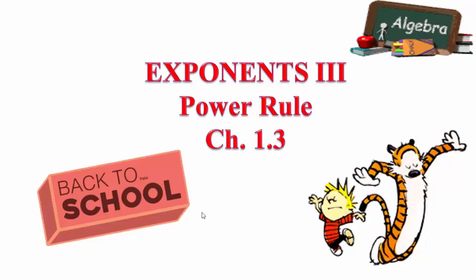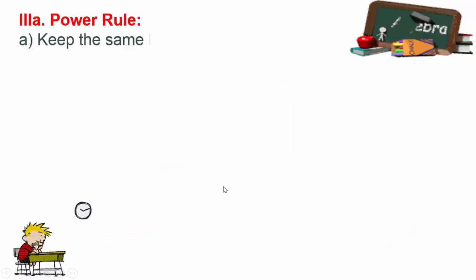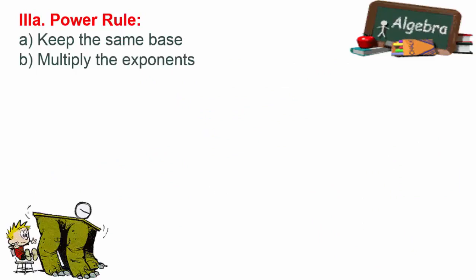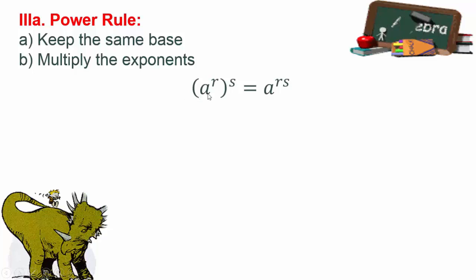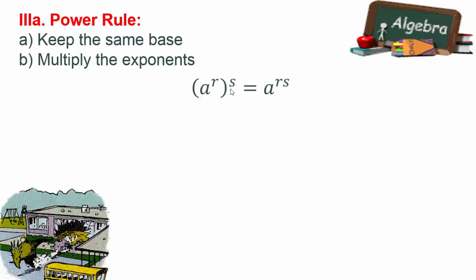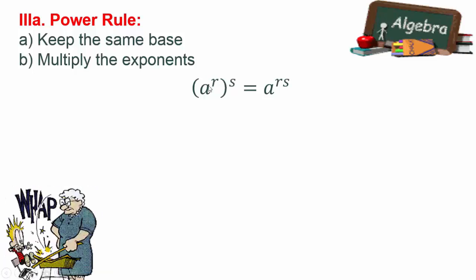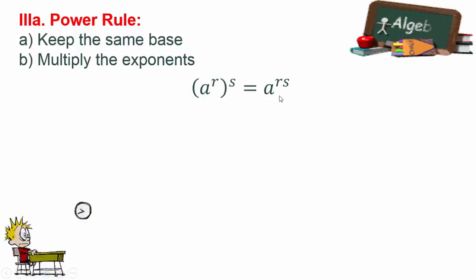Welcome to part 3 of exponents, and here we're going to discuss the power rule amongst a few other smaller rules. So the power rule 3a: if we have the same base, we multiply the exponents. For example, we have a to the r to the s, so that means we have r times s because we brought this to the power, and then here our base is the same.